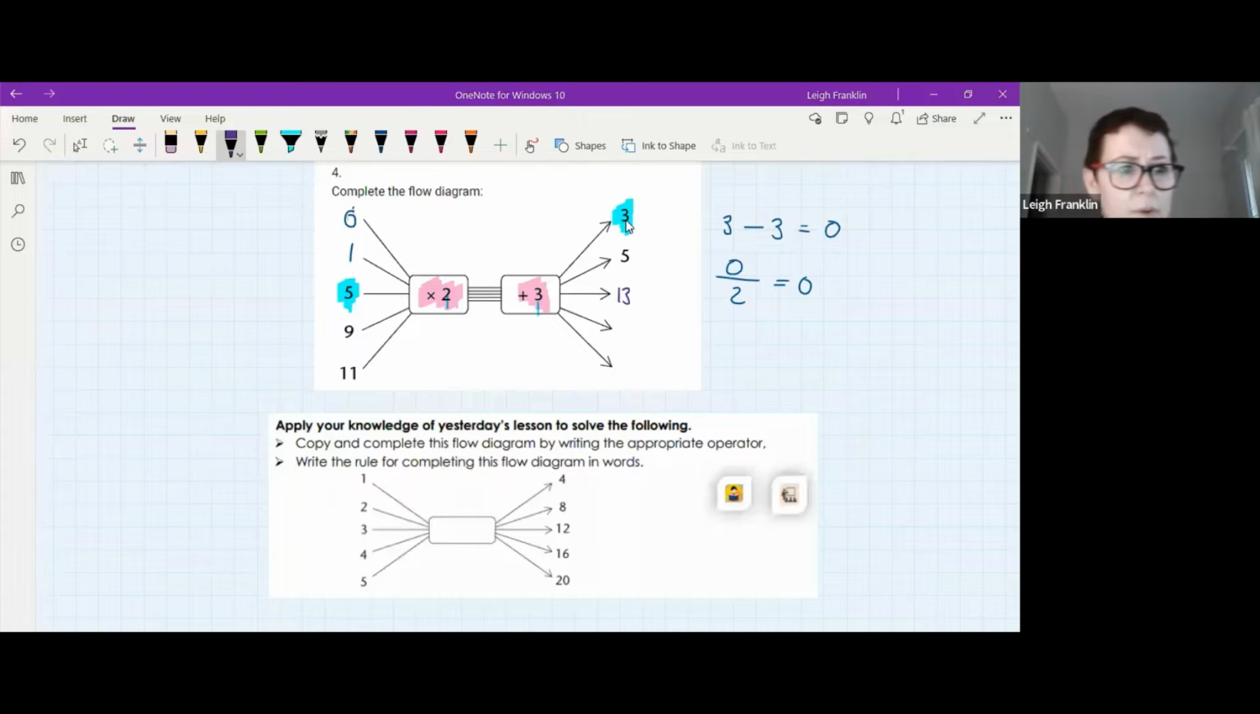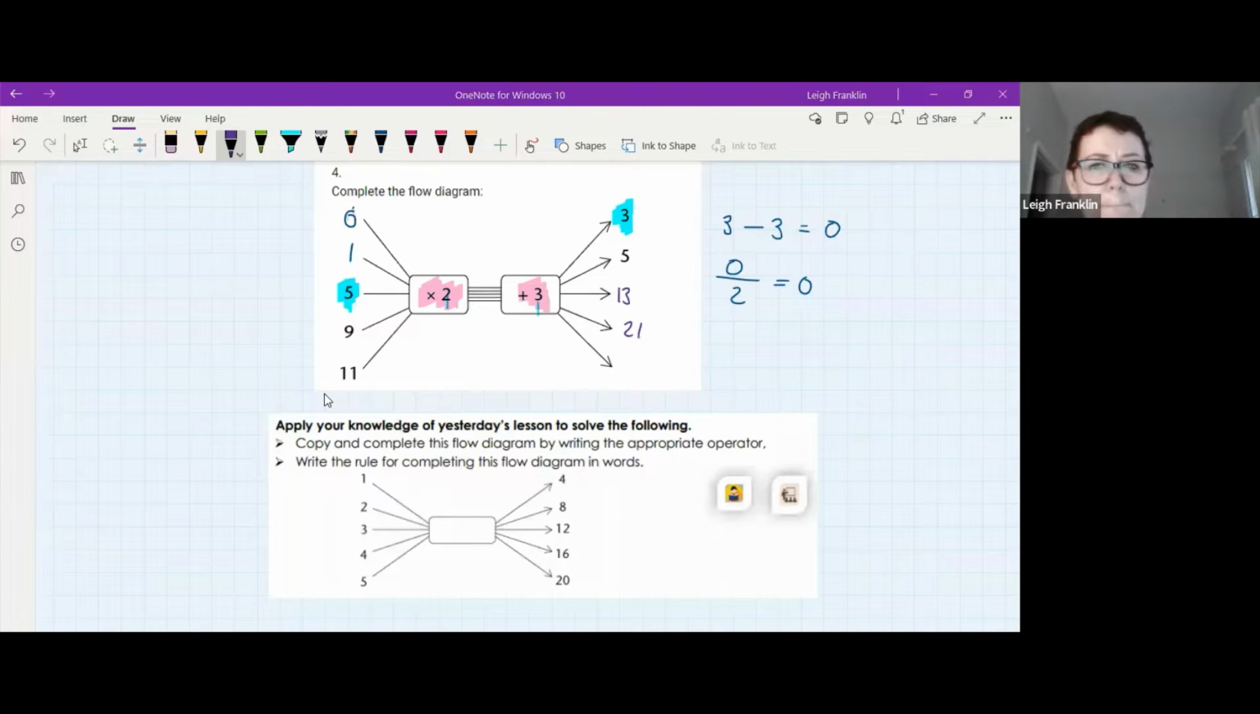Very nice. Motsebang, you're next. 9 goes in. What number comes out? You times 9 by 2, which will give 18, plus 3 will give you 21. That's it, Motsebang. Well done. Good job. All right, Tatelo, you next. When 11 goes in, what happens?